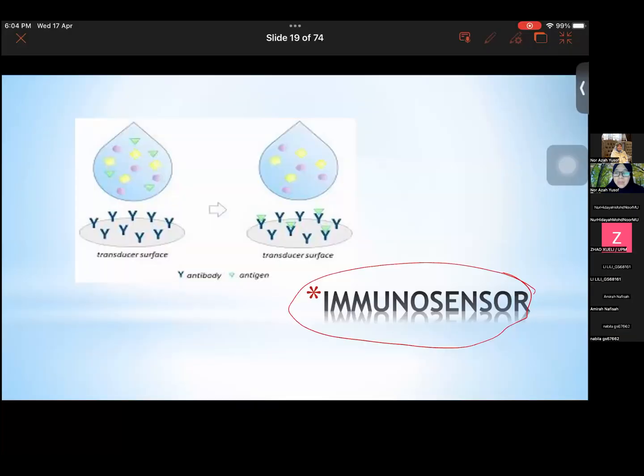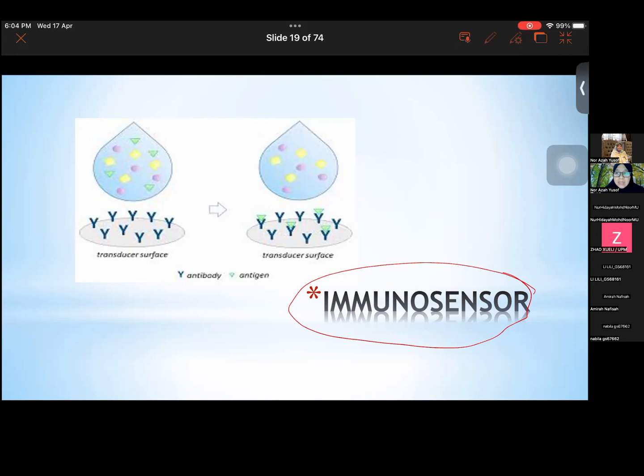So the name is immunosensor. I think everybody knows the word antibody, okay? Because during COVID, everybody tried to increase your immune system, trying to have a good antibody so that you can try to avoid getting infected. So one way is to get a good antibody or immune system in your body.